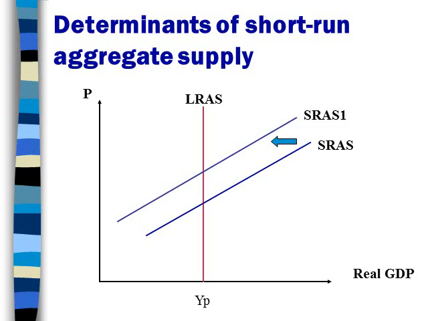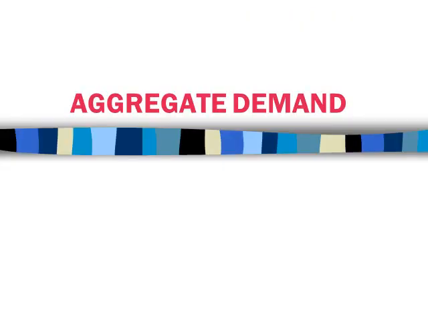So rounding up, please remember this. When you shift SRAS, you shift it on its own. When you shift LRAS, which is your potential, your SRAS will follow in the same direction. Okay, so please remember that.